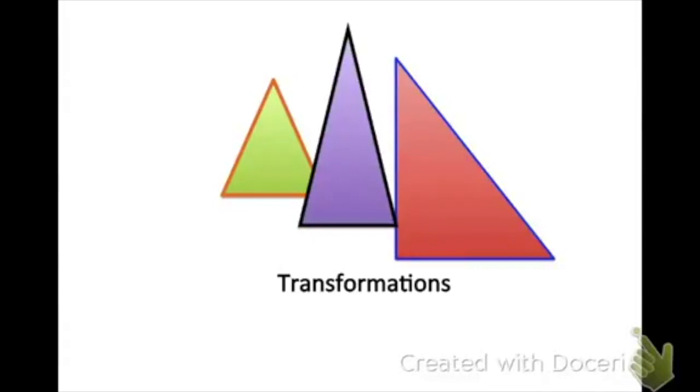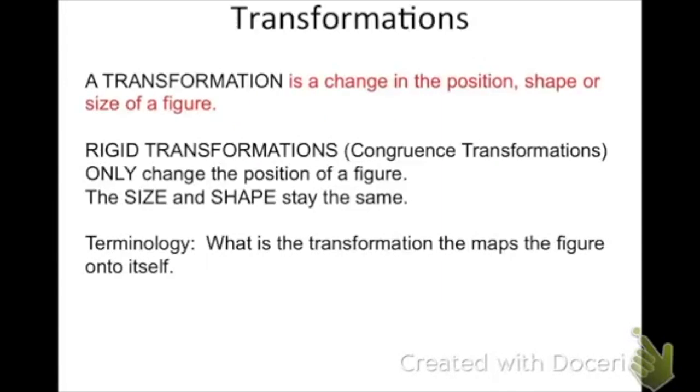This unit is about transformations, and the first thing we're going to do is learn about some of our rules. So let's do some vocab. A transformation is a change in the position, shape, or size of a figure. Now, we're only going to look at rigid transformations in this unit, and another name for rigid transformations is congruence transformations. And they are called that because only the position of the figure changes. The size and the shape stay the same.